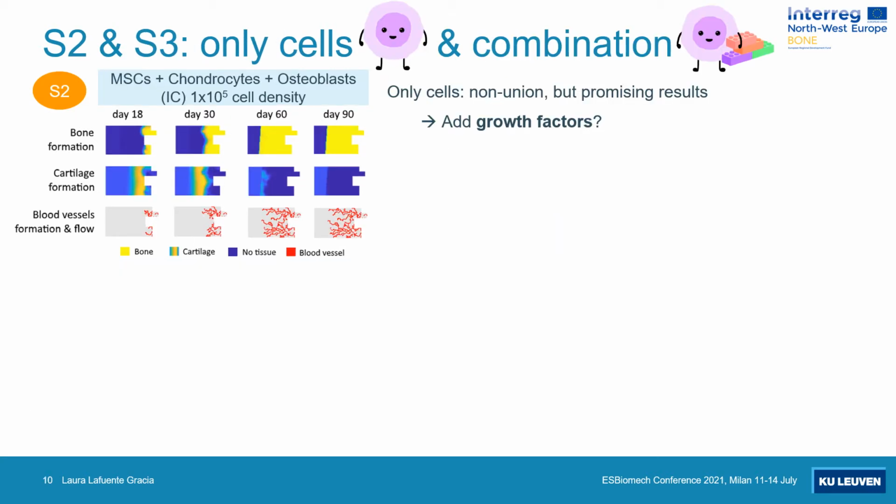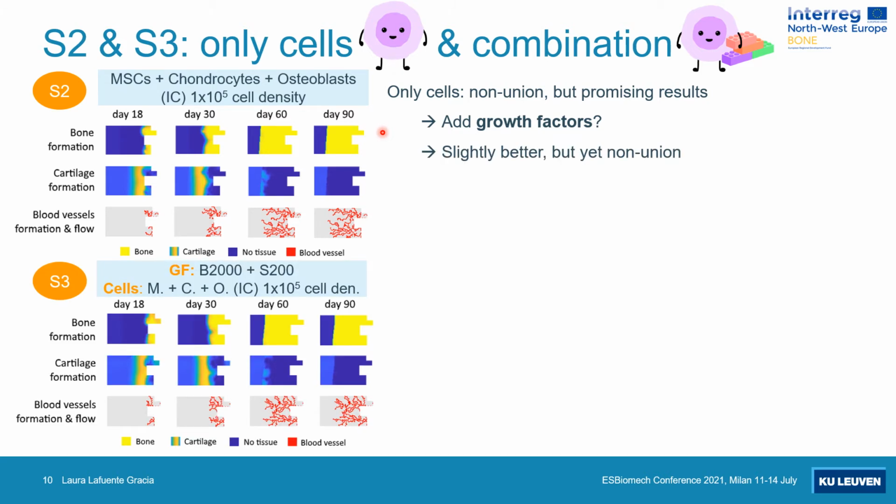In the second scenario, where only cells were loaded onto the membrane, our model predicted a non-union case. We can see here that bone formation has stopped. The results were promising, so we added growth factors, moving to the third scenario, in which we use a combination of growth factors and cells.